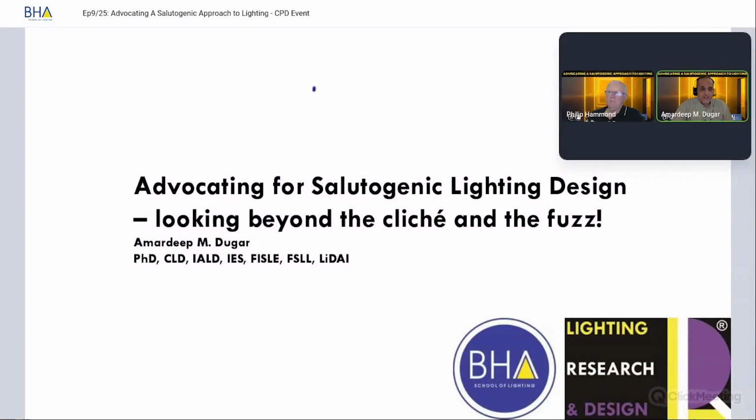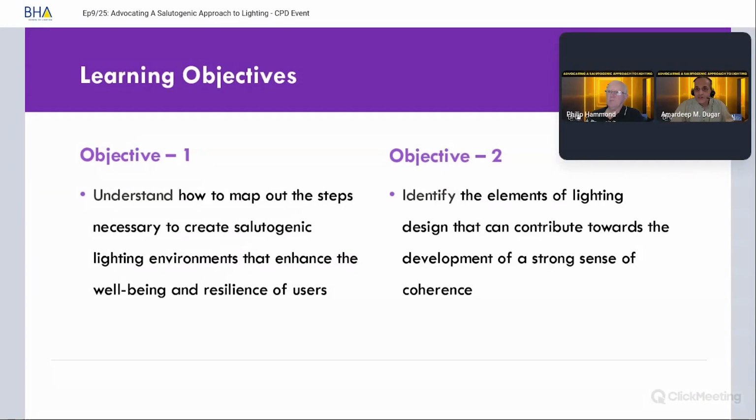So I would like to say a few things as part of the procedural. What are the objectives of this presentation? The first is to map out the steps that are necessary to create salutogenic lighting environments. I'm sure a lot of you must be thinking, what does salutogenesis have to do with lighting? I'll try to bring out the relationship during the course of the presentation, as in how I came up with this topic. The second objective is to identify the elements of lighting that could contribute towards the development of a strong sense of coherence. You'll also understand why salutogenesis and the sense of coherence are interrelated.